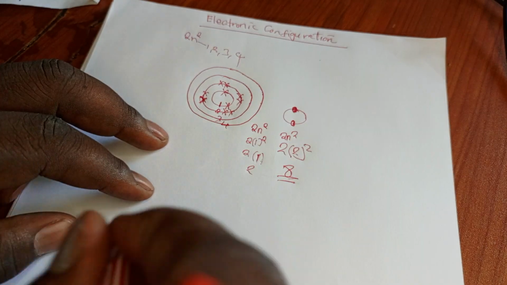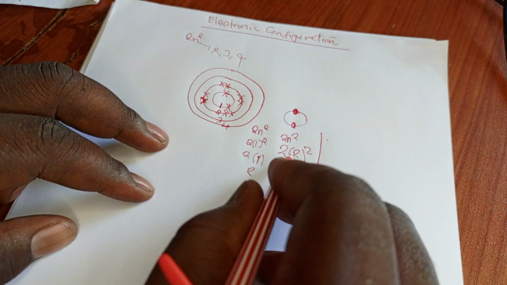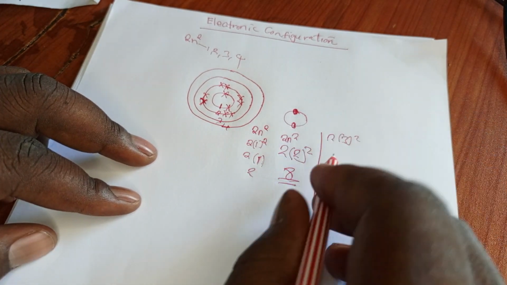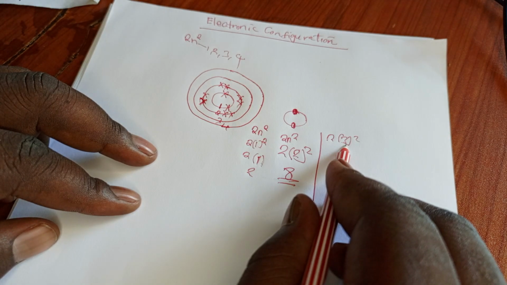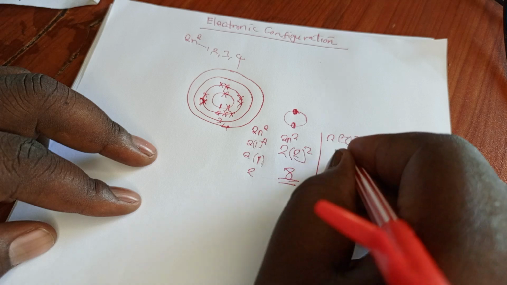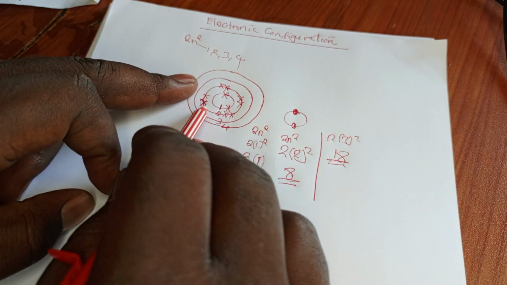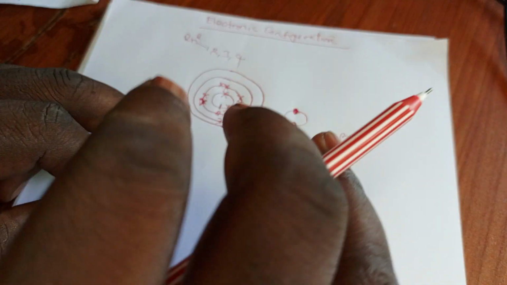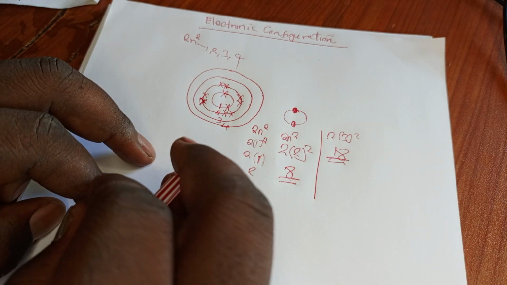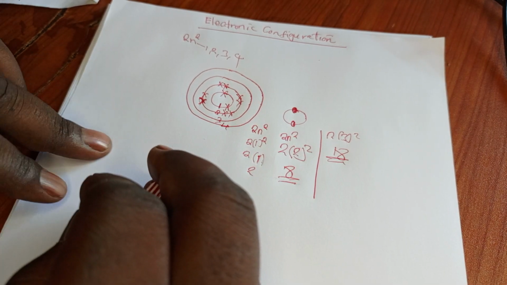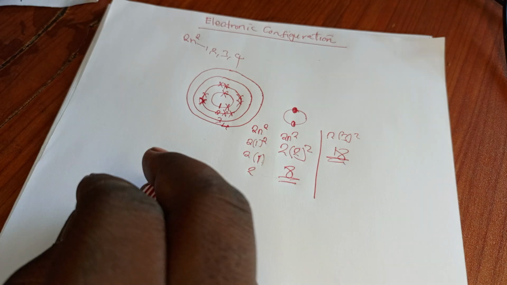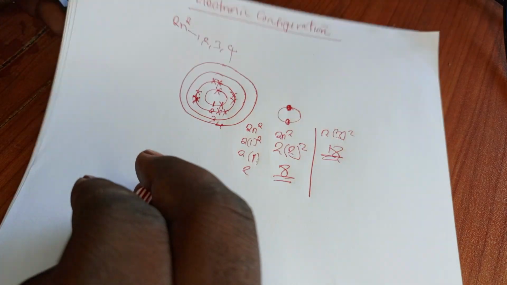Then again, I'll continue doing the same. The third shell, which means I'm going to put 3 here. So I'll say 2, 3 here to the power 2. So 3 times 3, 9. 9 times 2, 18. So the third shell carries a maximum of 18 electrons. So you do the same thing until you reach the number of the shell that you have been asked to find. So this is how you find the number of electrons in each shell, or the number of electrons in a given shell.